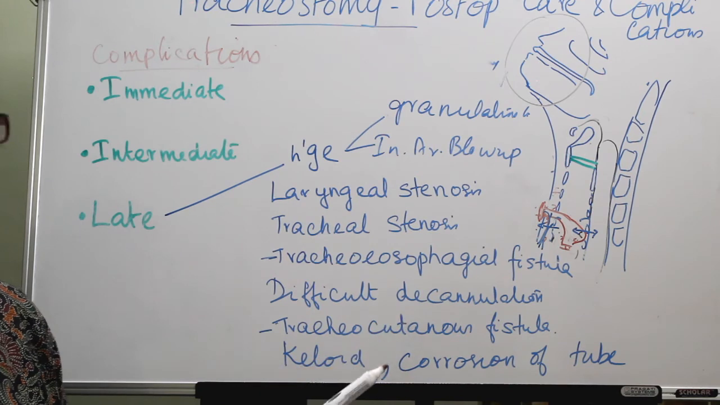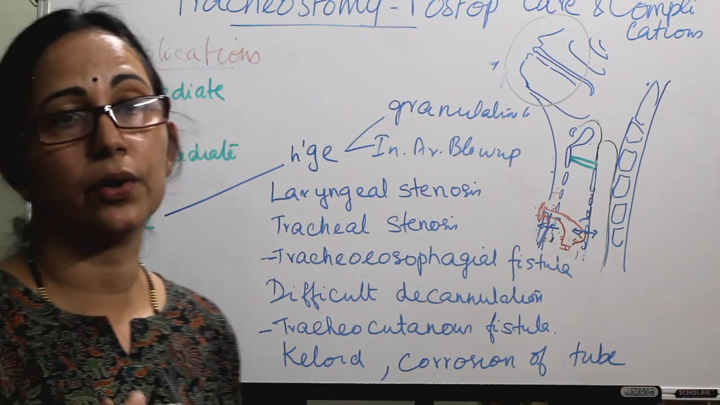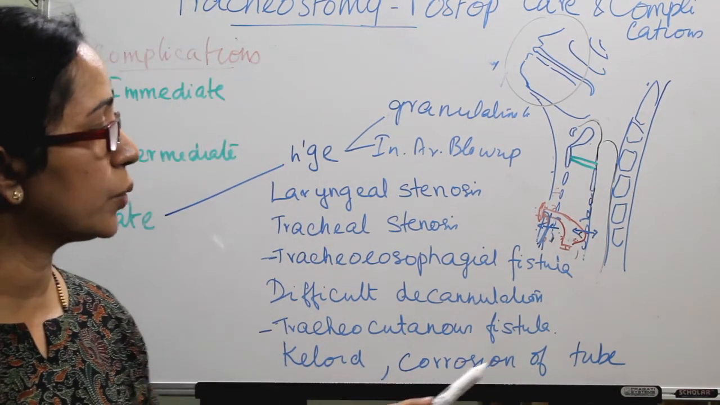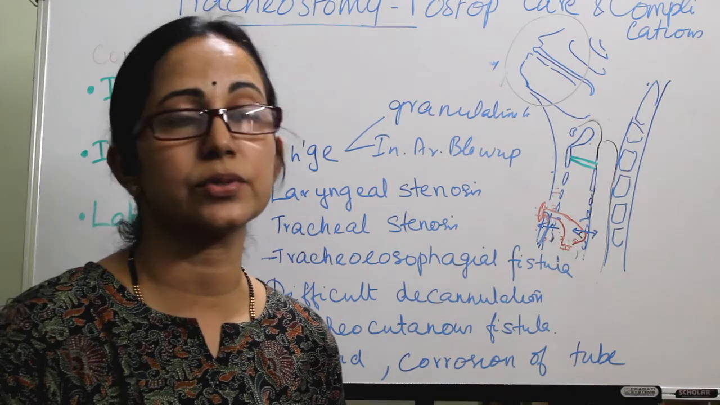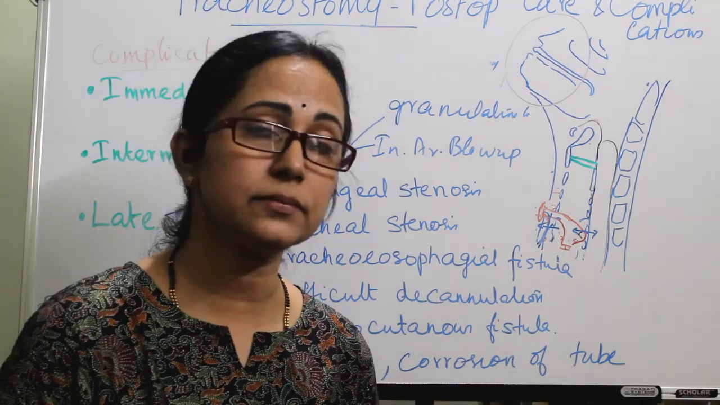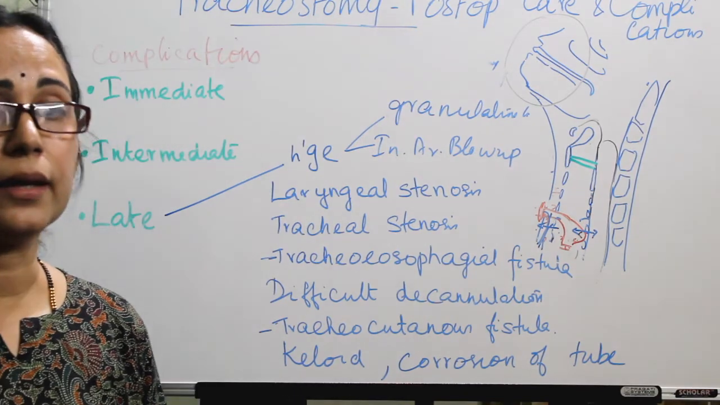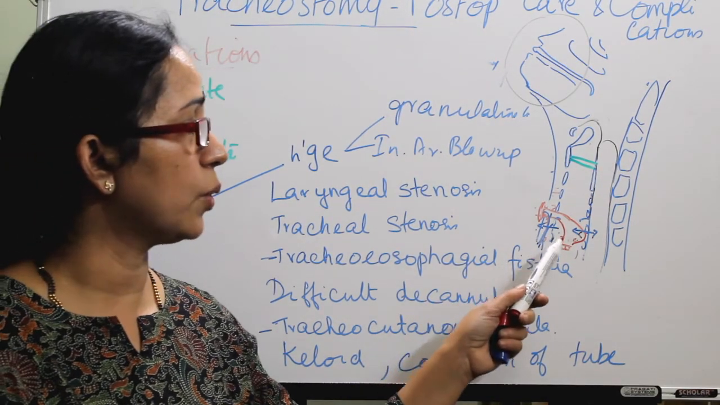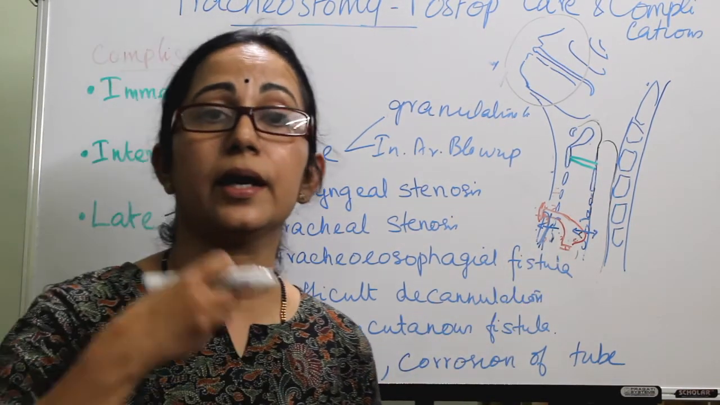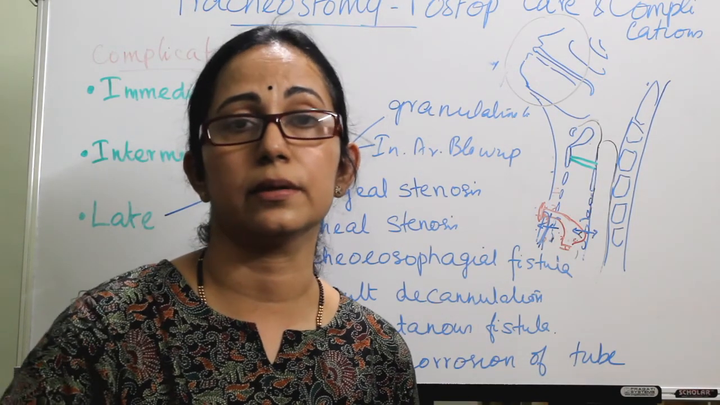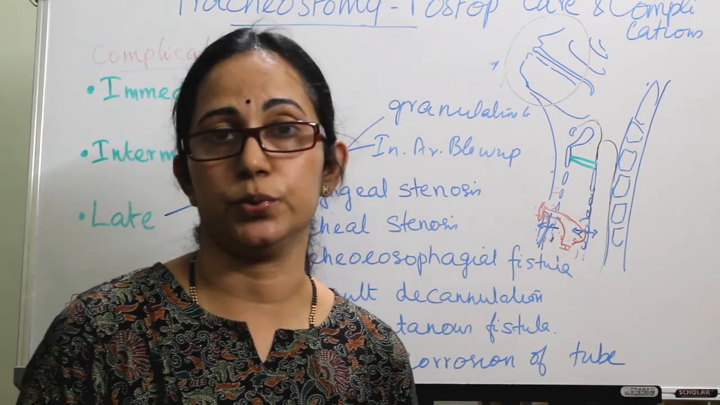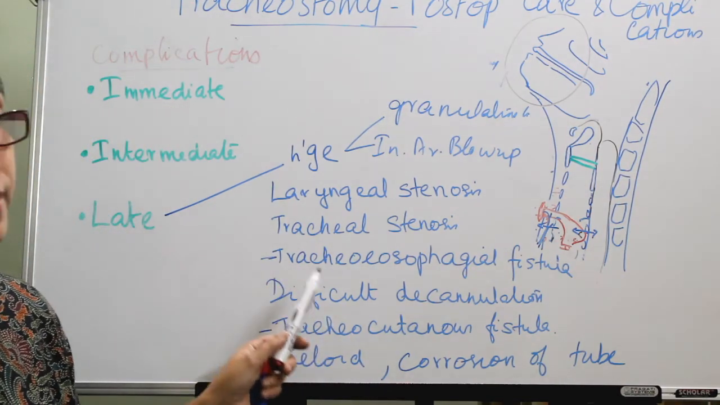Difficult decannulation is already described. Then keloid or unsightly scars. Then corrosion of the tube, especially in a long-standing tracheostomy where we are not caring for the tracheostomy tube. This can corrode and it can break, causing breakage of the tube in situ. Okay, so all these are the complications.